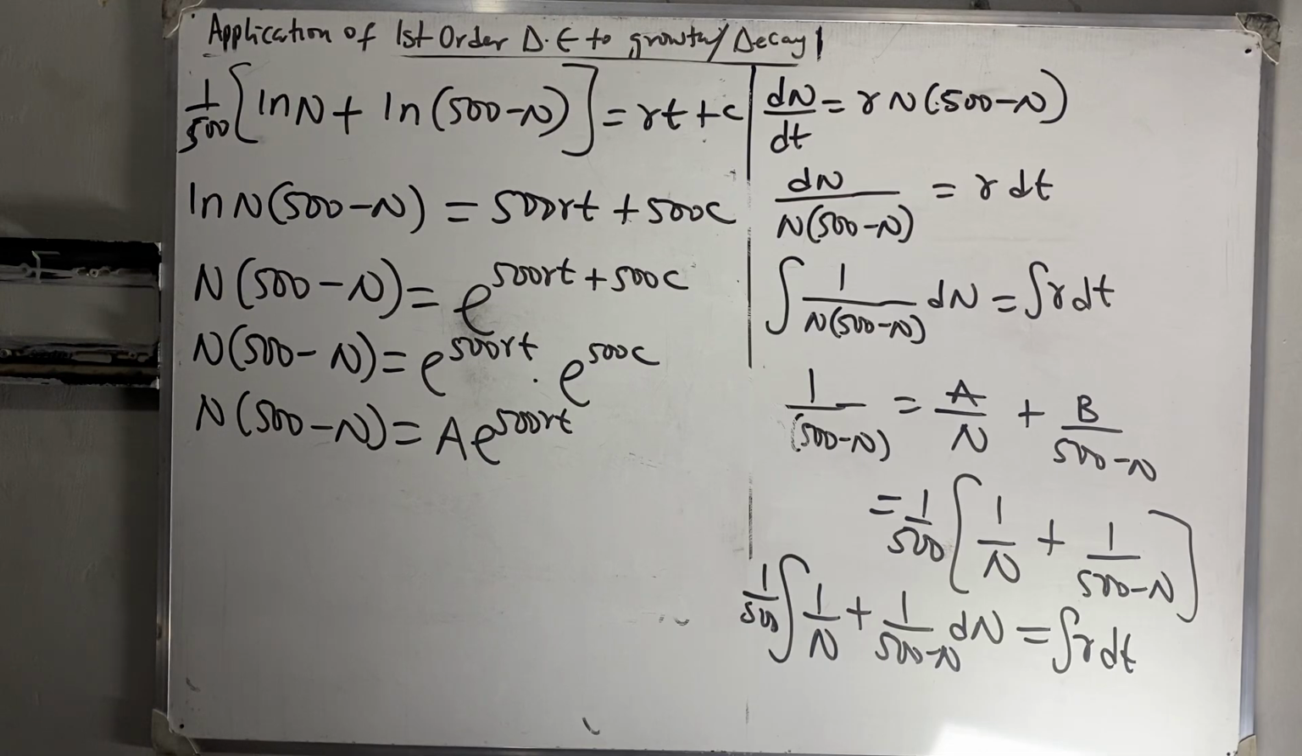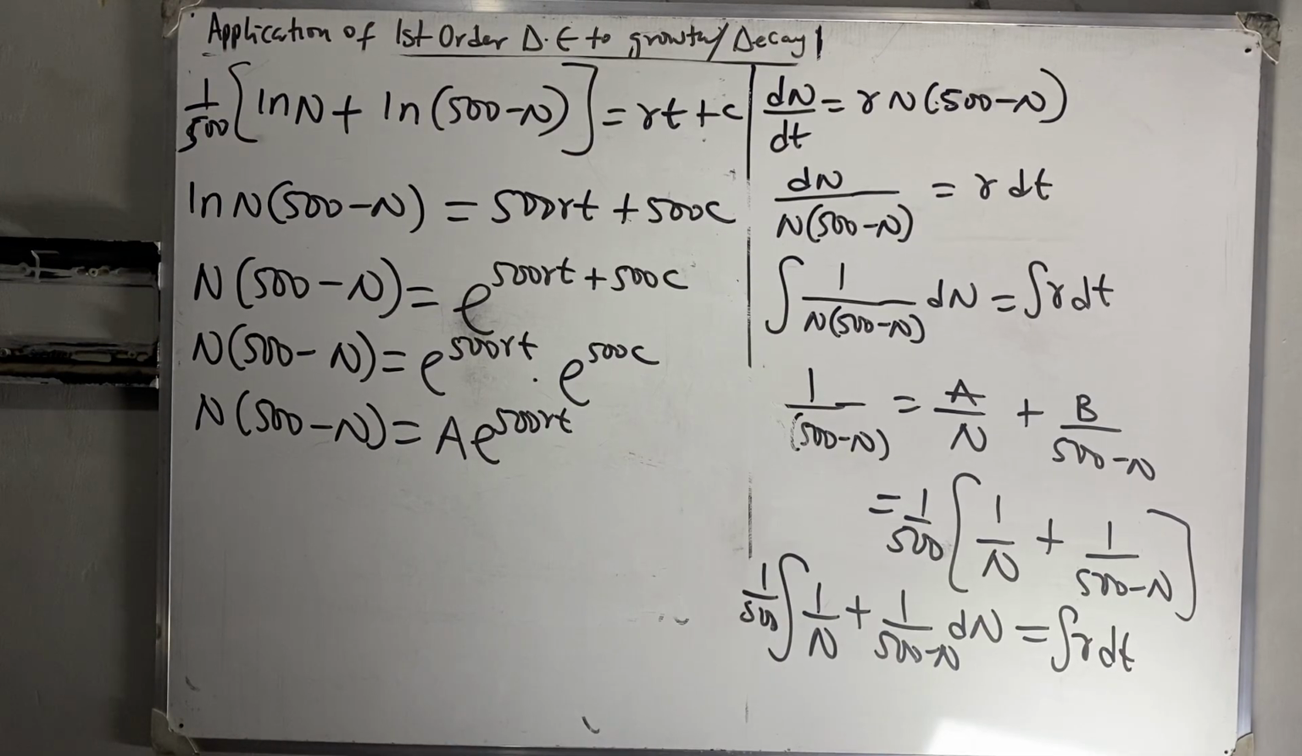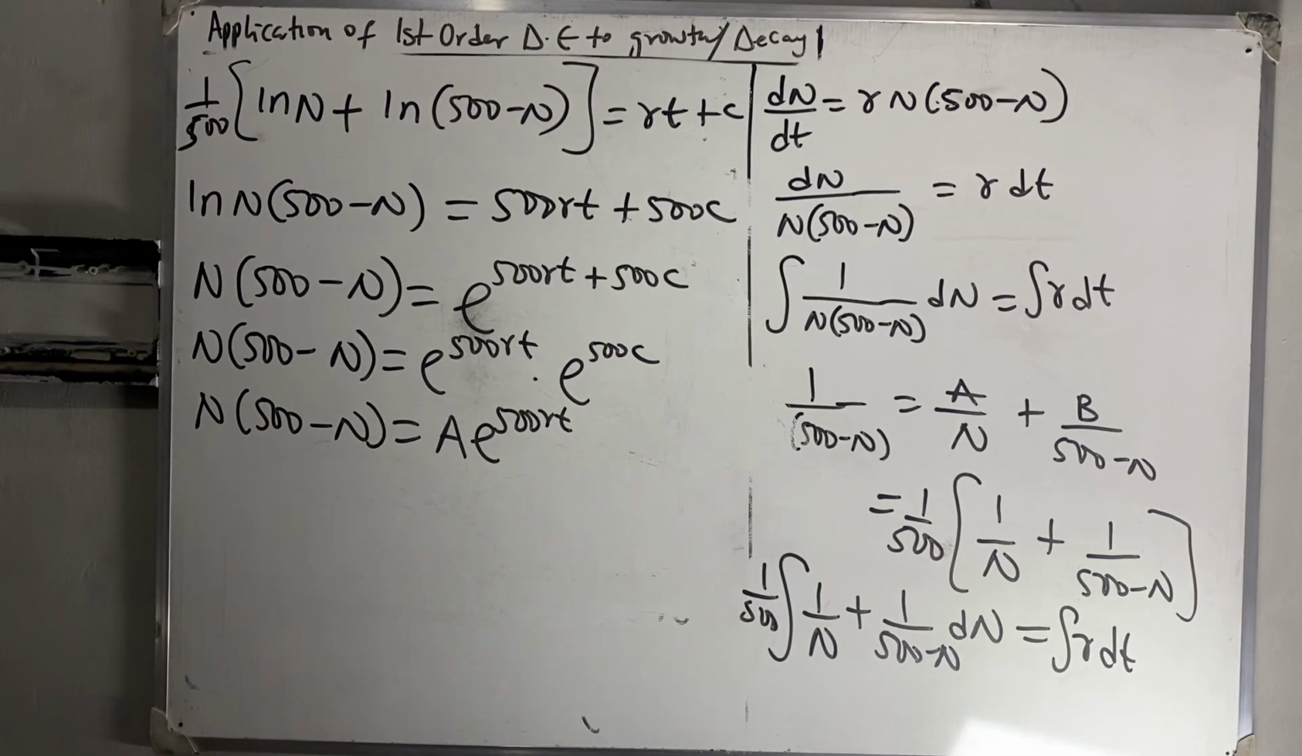Is there any mistake? A is equal to b. So I have the integral of this, 500. I don't think there's a problem here. Let me pause and check where there's a problem, please.